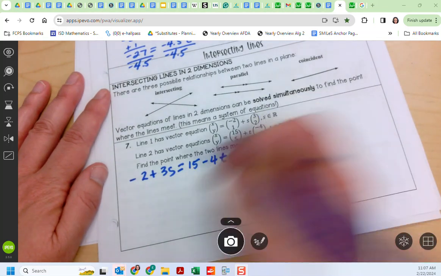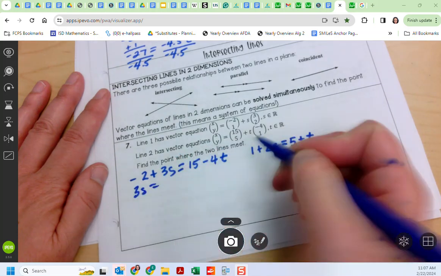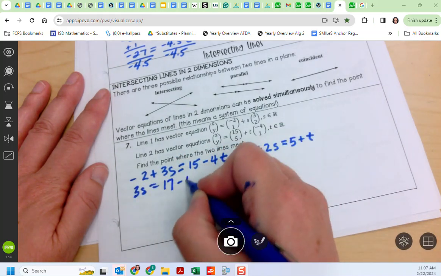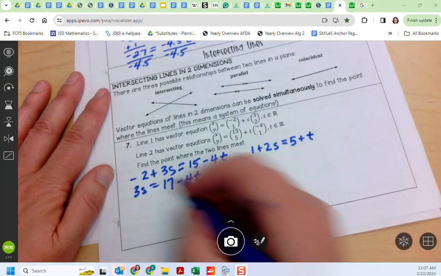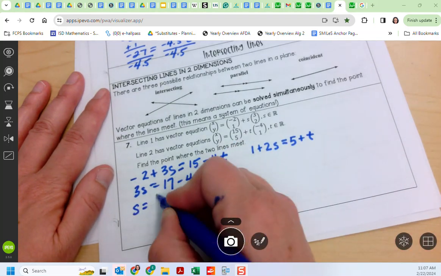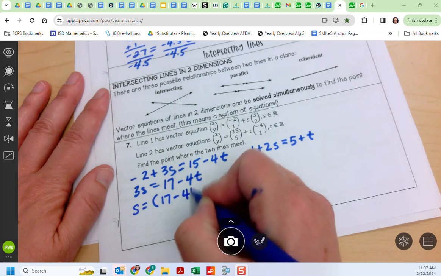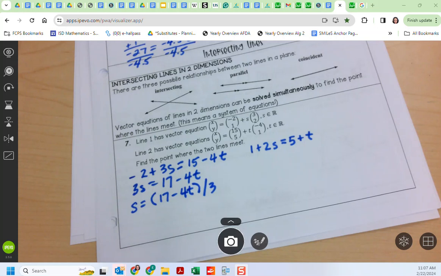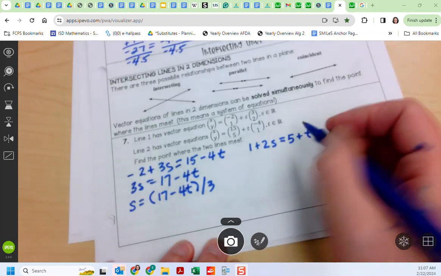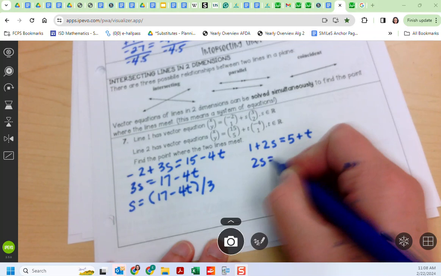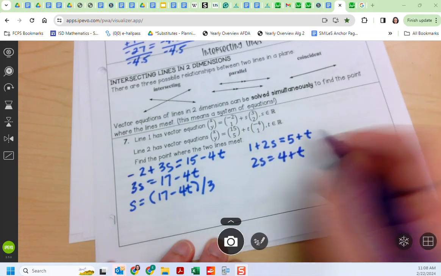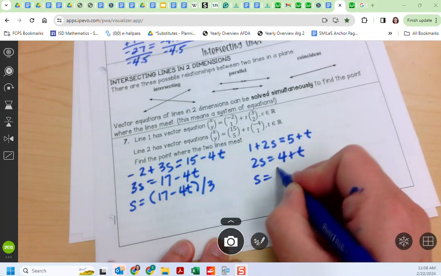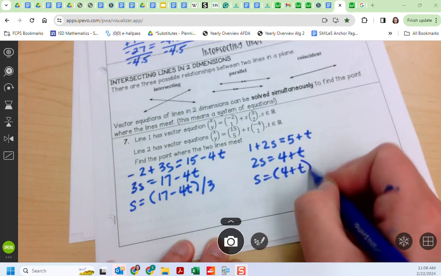So I'm solving for s. So I get 3s is equal to 17 minus 4t. And then dividing it by 3, I have s is equal to (17 minus 4t) over 3. I don't have to actually distribute or anything like that, but I do need the parentheses. And on this one, I'm going to solve for s as well. So I have 2s equals 4 plus t. And dividing by 2, s is equal to (4 plus t) over 2.